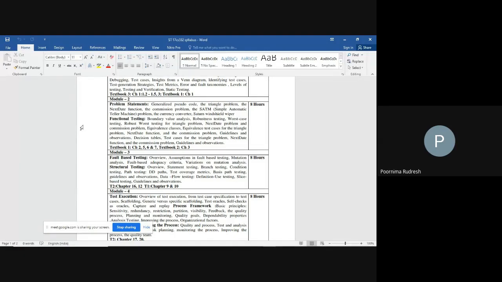Okay, so in this module, first we'll start with problem statements. So here you are going to study about the generalized pseudocode, the triangle problem, the next date function, the commission problem, then the simple automatic teller machine problem. And the major thing here is they will give examples like this ATM machine or the currency converter or windshield wiper.